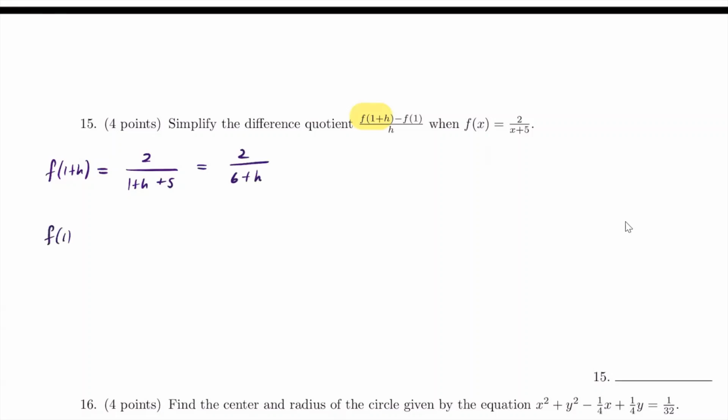Then f of 1, so that's the second piece of our formula. That's going to be 2 over, replace x with 1, you get 2 over 1 plus 5. And that would give us 2 over 6.